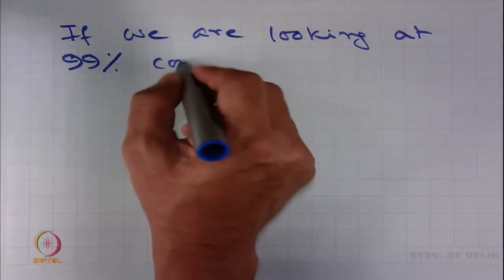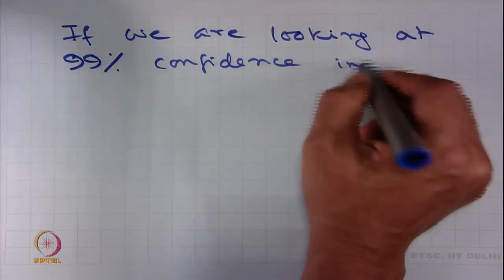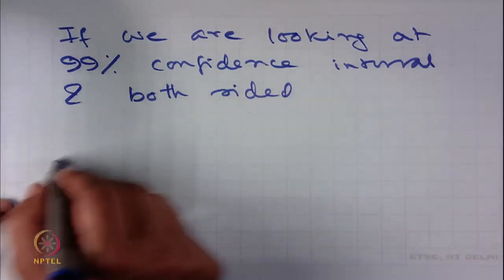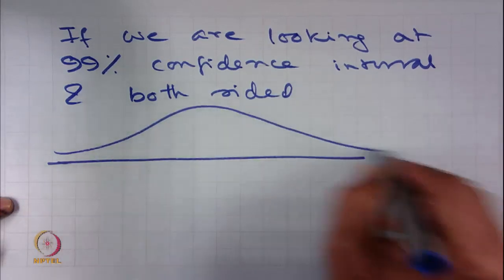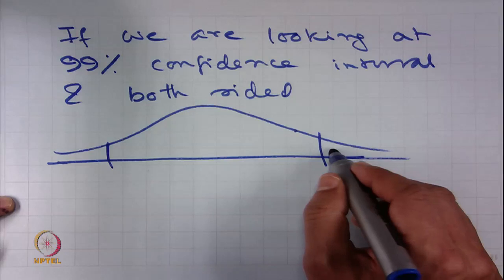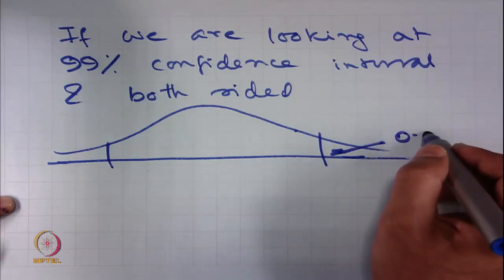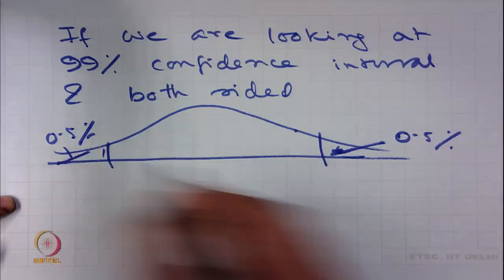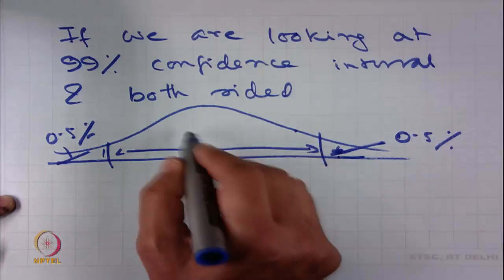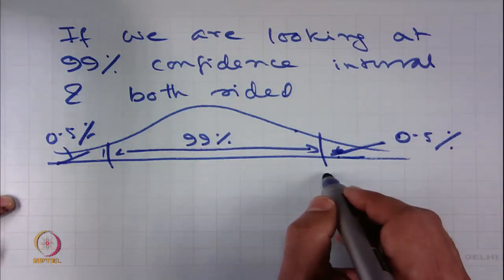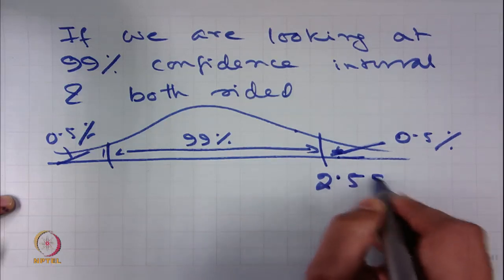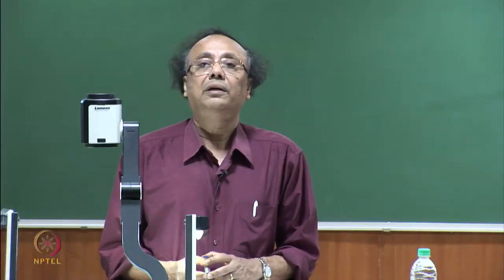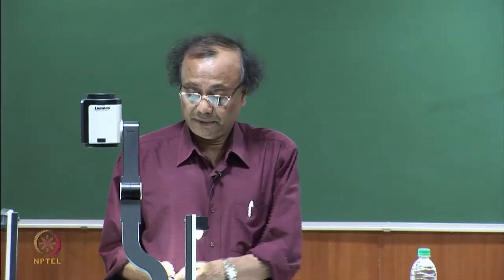If we are looking at a 99% confidence interval, and both sided, therefore, we are looking at this being only 0.5% and this being 0.5%. That means only 1% are beyond this range, therefore, this is 99%. Then for standard normal, this value is 2.58. You should remember these values for solving problems with respect to interval estimation.